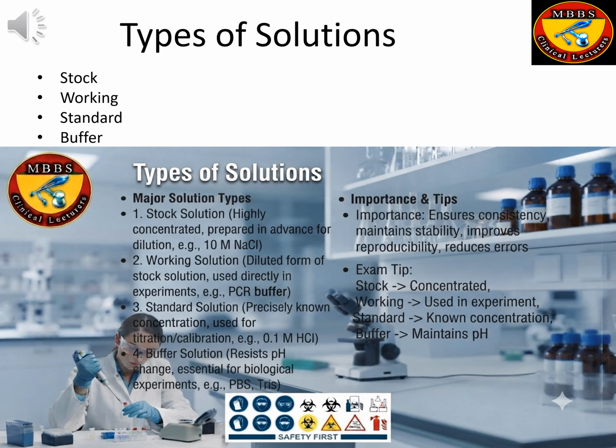Example: a laboratory may prepare a 10 M NaCl stock solution. When a 1 M solution is needed, it is prepared by dilution. 2. Working solution. A working solution is the diluted form of the stock solution and is used directly in experiments. Working solutions should be prepared carefully because incorrect dilution can affect experimental outcomes. Example: a PCR buffer diluted from a stock solution before use.